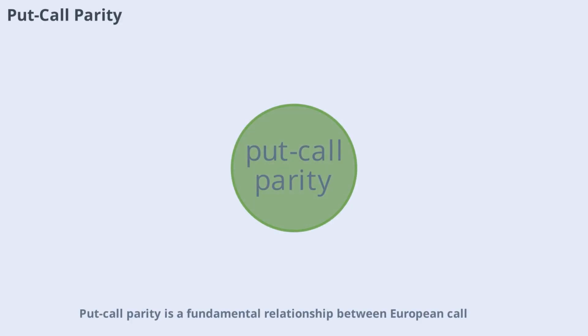Put-call parity is a fundamental relationship between European call and put options with the same strike price and expiration. It states that the price of a call plus the present value of the strike price equals the price of a put plus the spot price of the underlying asset. This relationship ensures there are no arbitrage opportunities in the market. Understanding put-call parity helps traders spot mispricings and construct synthetic positions.